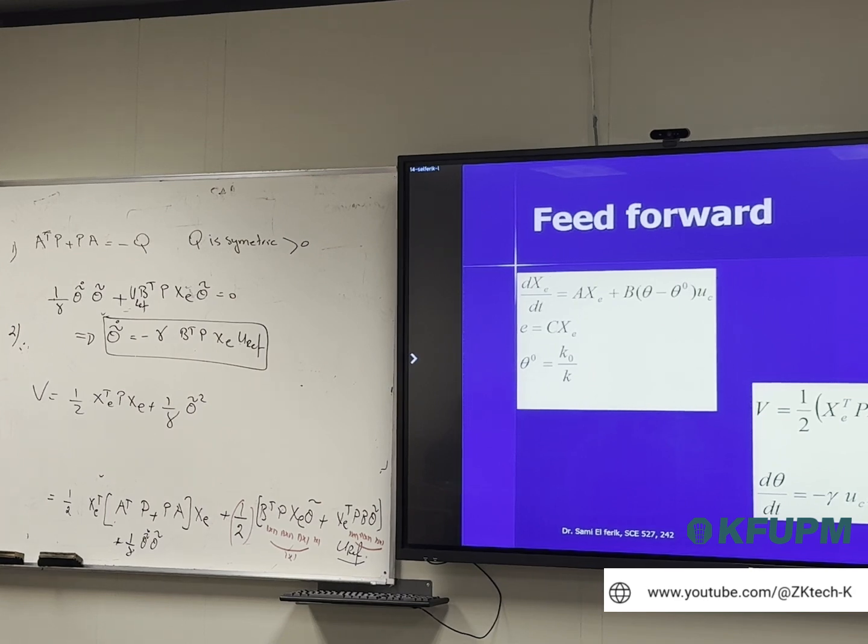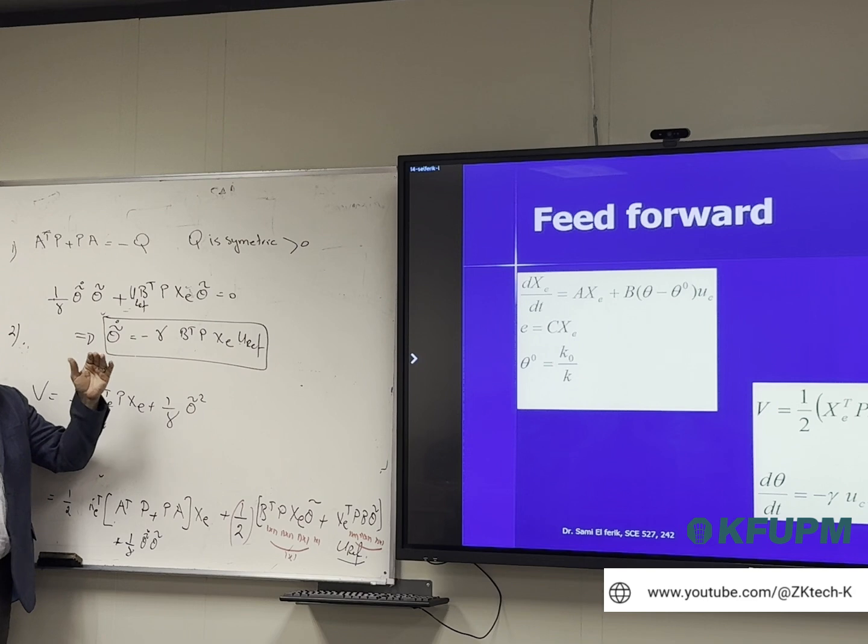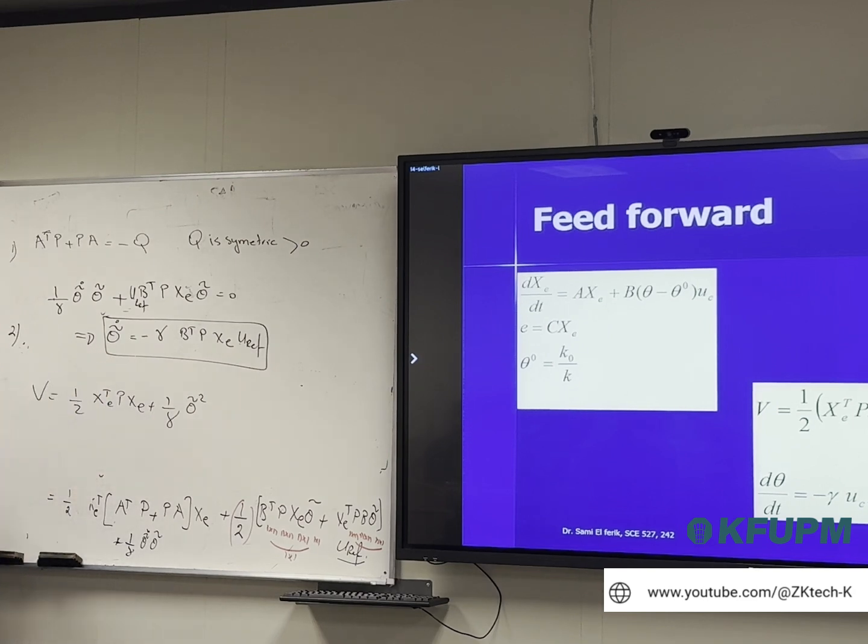So this is something that you need to pay attention to, and you need to always verify whenever you do something in adaptive control and you have this type of Lyapunov function. After proving that V prime is negative, you need to go back and show that θ will not blow up. It could be contained. It could be finite.